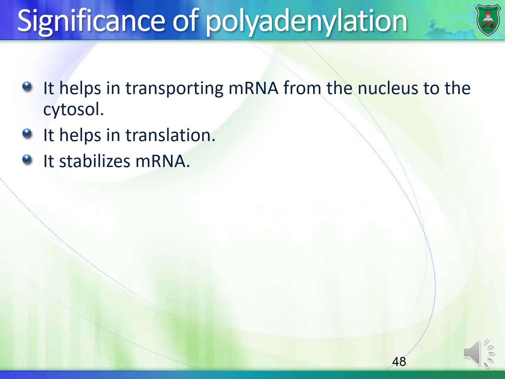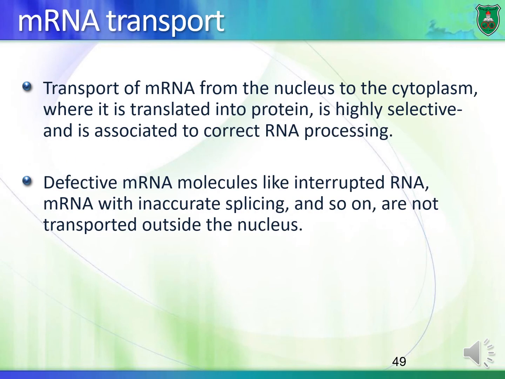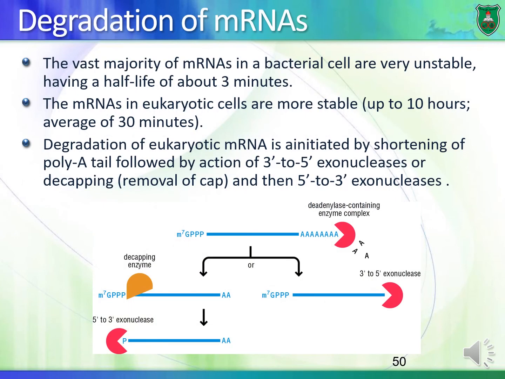And polyadenylation stabilizes messenger RNA. So whenever messenger RNA is degraded, it starts with removal of the poly-A tail. Then messenger RNA is transported out of the nucleus once it's fully processed. So whenever you have a messenger RNA that is defective, like interrupted RNA, RNA that is not spliced properly, RNA that is large as a result of a frame shift mutation, it cannot be transported out of the nucleus.